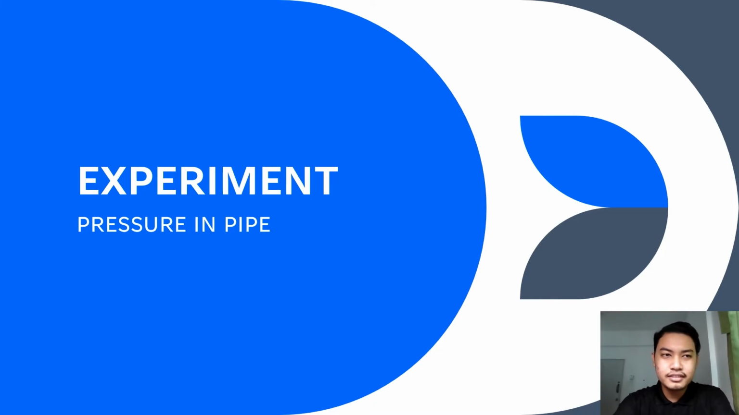Assalamualaikum and hi everyone. My name is Muhammad Haikal bin Amran, matric number 09201037. I will explain about the experiment about pressure in pipe.